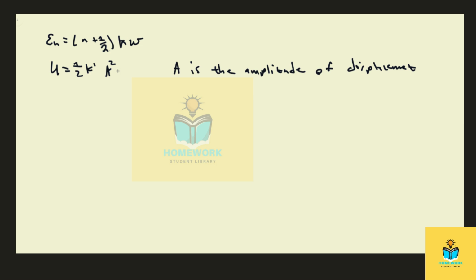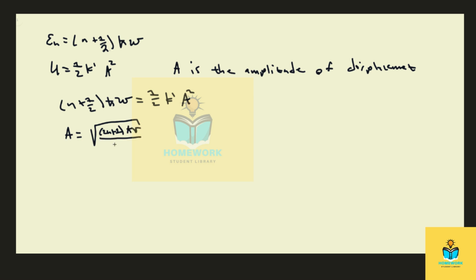So now at the classical turning points, the kinetic energy of the particle is 0. So the total energy is equal to the potential energy. So we can use that and state that n plus 1/2 h bar omega is equal to 1/2 k prime a squared. And we can solve for a, where a is equal to the square root of 2n plus 1 times h bar omega over k prime.